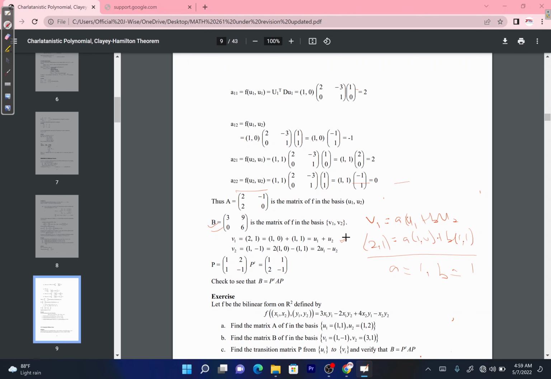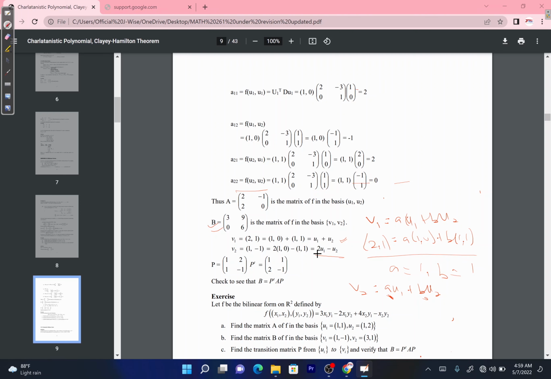Also, we express v2 as a linear combination of u1 and u2. Go through the same process again. So v2 is given by au1 plus bu2. When you solve that, you get a to be 2 and b to be -1. So you get 2u1 minus u2.